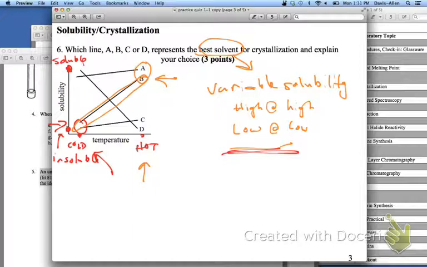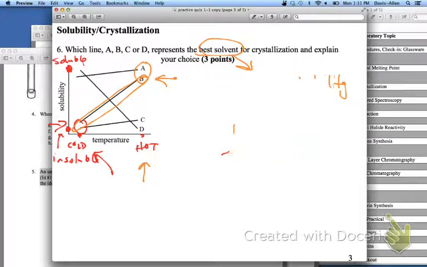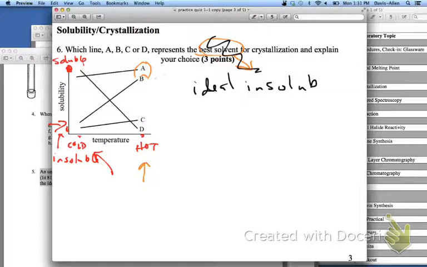What if I'd asked a different question? What if instead of asking for the ideal recrystallization solvent, I'd asked which one of those represents the ideal insoluble impurity to solvent relationship?